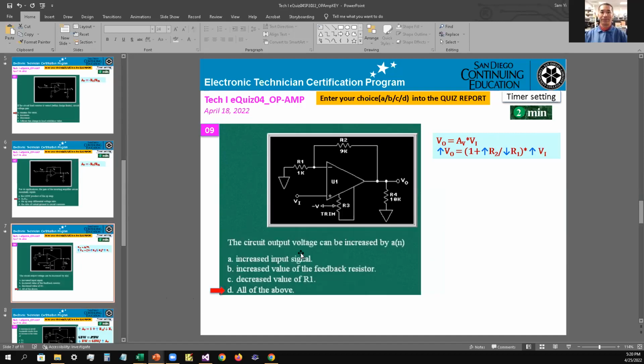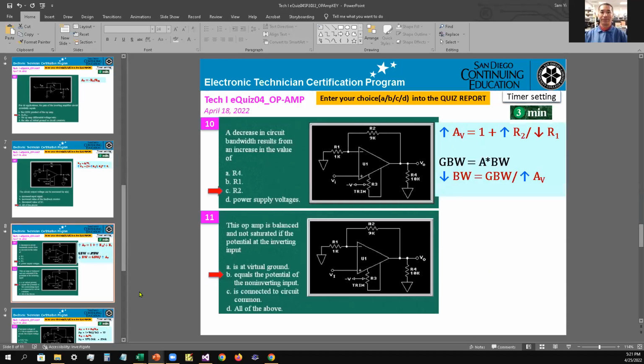Okay, 9. The circuit output voltage can be increased by, okay, so now the signal, so Vout can be increased. Okay, you can increase here the RN, that would increase the output voltage, or you can decrease R1, that would increase the voltage, or you can increase the voltage input VI. So therefore, all of them is correct. So the answer is D as in David for number 9. Okay, so any question on number 9? Okay, no question. Next one.